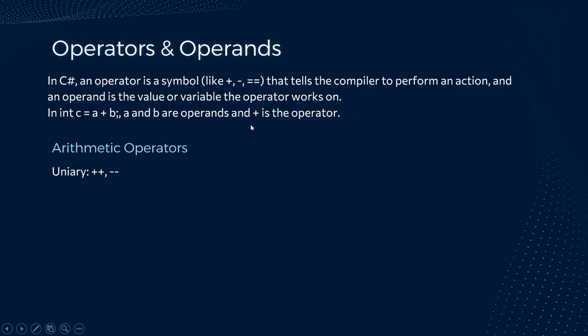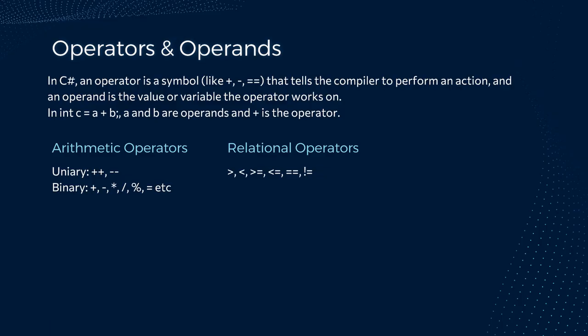Now let's look at the different types of operators. First one is the arithmetic operators, and it has two categories, unary operators and binary operators. In unary operators we have plus plus, minus minus, and it works on a single operand. Here also we have binary like plus, minus, into. These work on at least two operands. And then we have relational operators: greater than, less than, greater than equal to, less than equal to, equal to and not equal to. So these six are the relational operators.